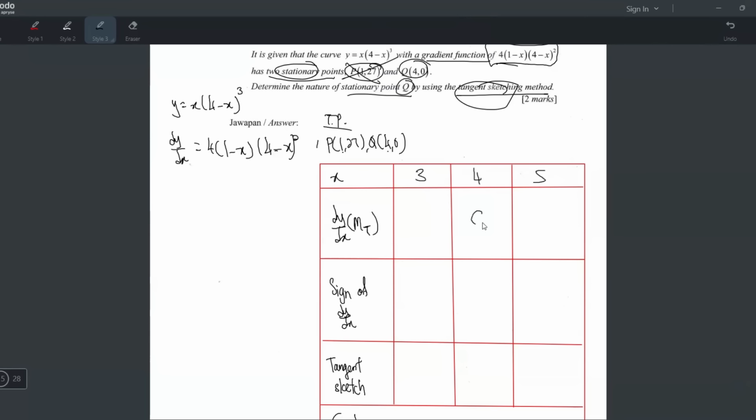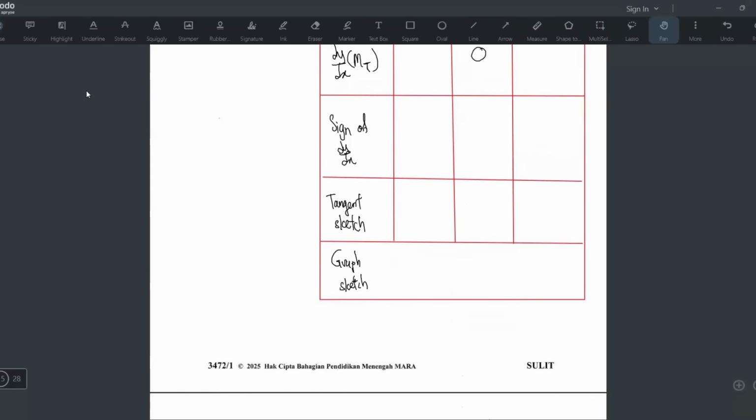You already know this will be 0, because this is the turning point. So turning point dia punya dy dx mesti kosong. Kalau tak percaya boleh letak 4 minus x. If x is replaced by 4, 4 minus 4 is 0. 0 square is 0, and then 0 darab anything will be 0 also. So yeah, it's 0. Now for the 3, I need space.